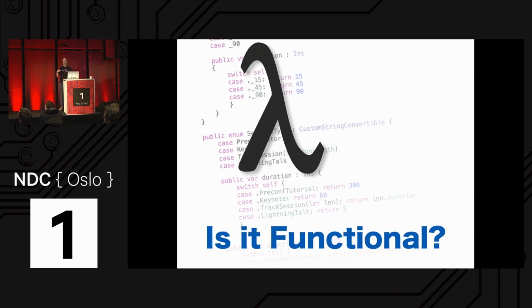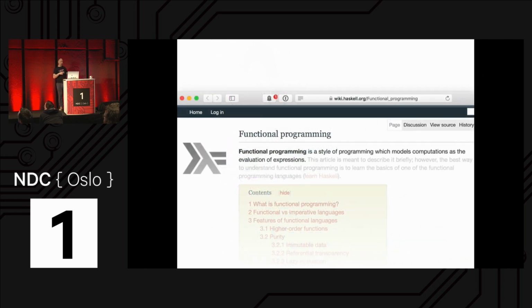So did anyone here come to my functional C++ talk yesterday? Yeah, one or two people. Because the next slide will be familiar, because I did the same thing in that talk. I quoted from the Haskell wiki for a definition of what functional programming actually is, because it may not be what you expect. It says there that functional programming is a style of programming which models computations as the evaluation of expressions. That's actually the central defining concept of functional programming.